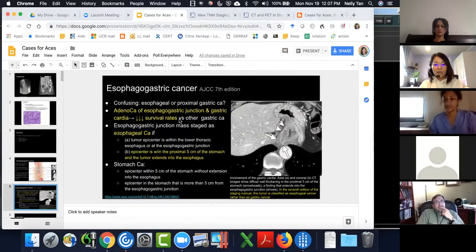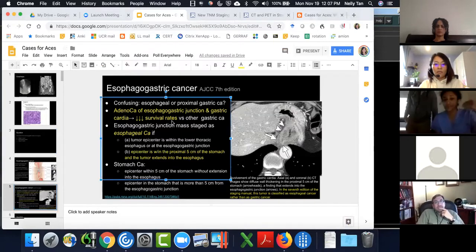It went away. So it was really confusing for a long time with the 6th edition because people didn't know if it should be categorized as esophageal versus gastric. So another reason that's important is because adenocarcinomas of this region have poor prognosis compared to other gastric cancers. So the new edition, it's not that new, it's like 2010.